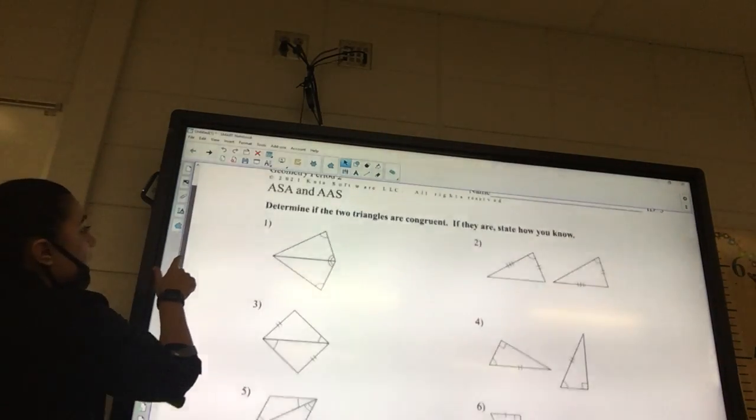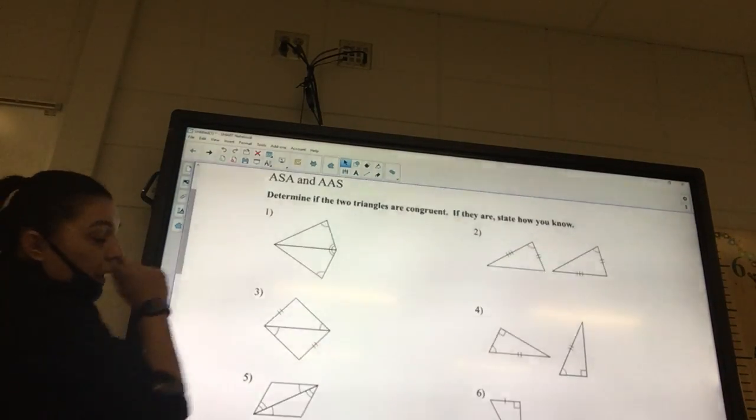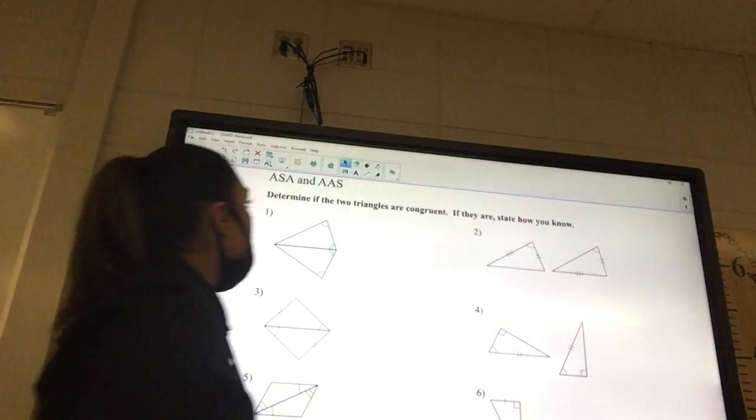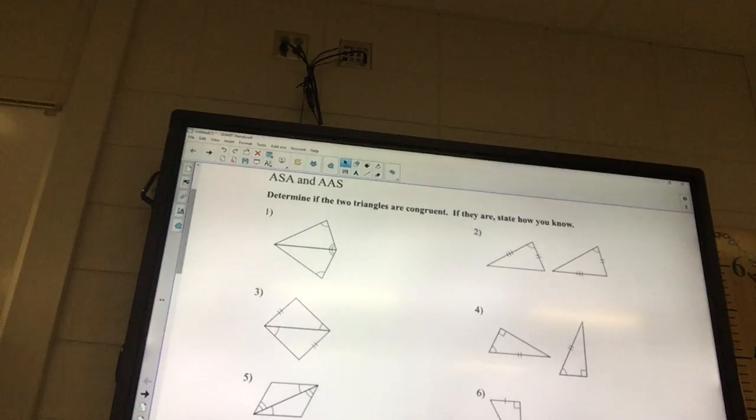Okay, so let's look at today's. Same thing, I put the option of NA on there for no information. Or we got angle, side, angle, angle, angle, side. Okay, so what is given already?